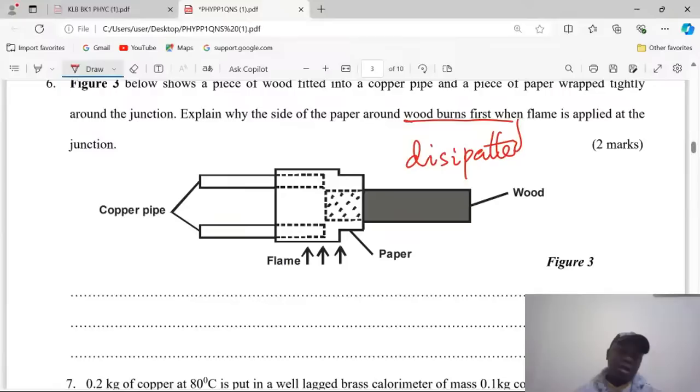On the other side, copper is a good conductor, so it shall transmit the heat away, and you find that the heat being supplied at the junction is not accumulating at one point. It will be dissipated away.